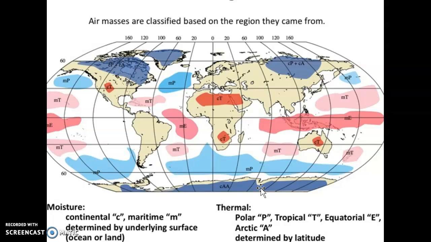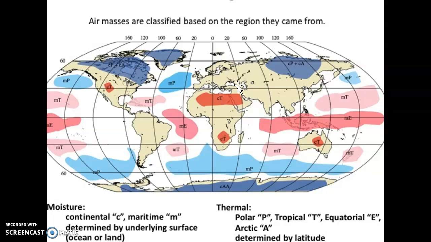For example, if I have an air mass that formed clear up here at the top of the Earth, it's going to be full of cold air. And if it's full of cold air and it formed near the top of the Earth, then it's going to be called a cP air mass. That stands for continental polar, or a cA air mass. That stands for continental Arctic.